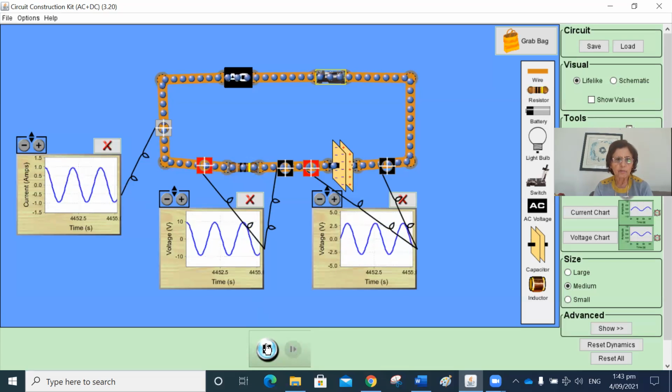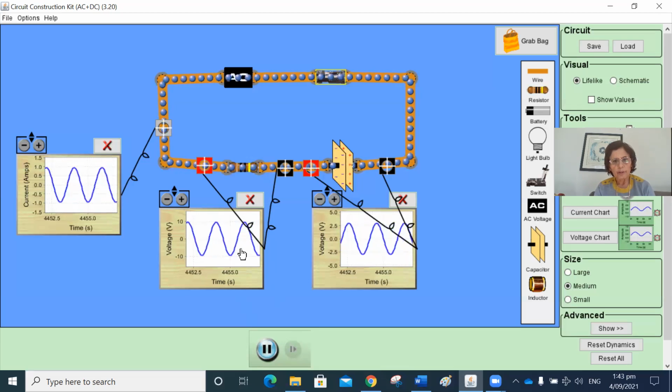Let's look at it again. So now the current has become negative maximum. It just started increasing in a negative manner. And then the voltage had also reached its maximum, and it is becoming a little bit less negative. And again, if we look at the current and voltage across the resistor, they are in phase because they're becoming negative maximum and positive maximum at the same time.